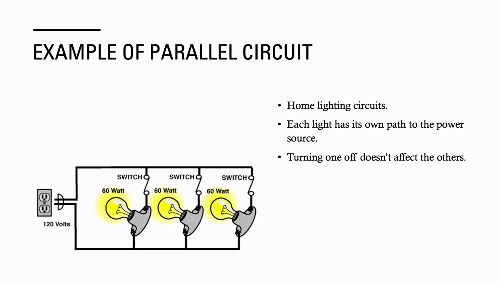The lights in your home are wired in parallel. Each light has its own branch connected to the main power source. This setup allows you to switch one light off without turning off the others. The current splits between the different paths, but each light receives full power. That's why home and car circuits use parallel connections. They're safer, more efficient, and more flexible.